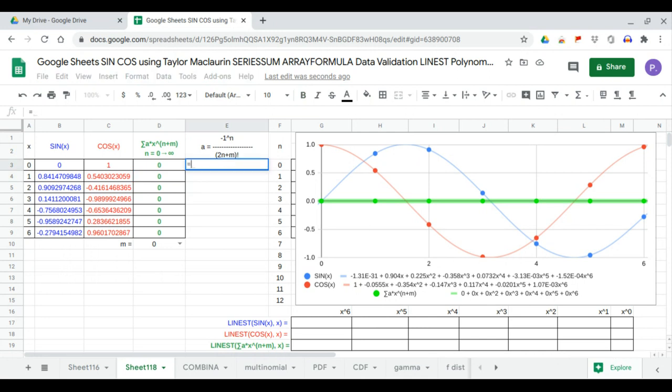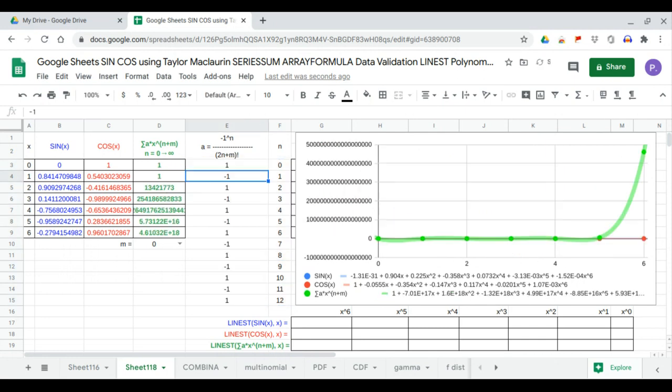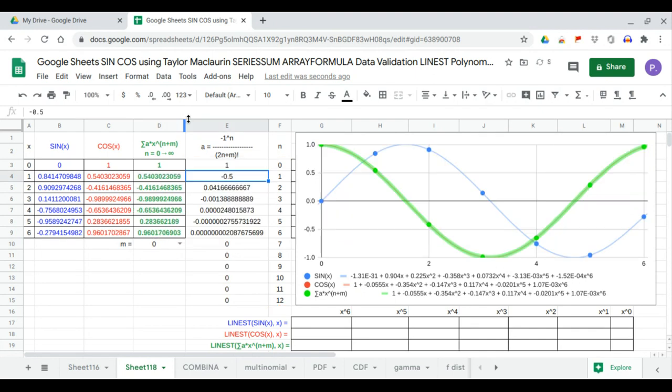Now we continue with the coefficient. So this is equal to array formula, starting with -1. -1 is the numerator to the power n. And then we continue with the denominator. So that's divided by factorial 2 times n plus m. M, which can be 1 or 0. In this case, it's 0. So it's cosine.